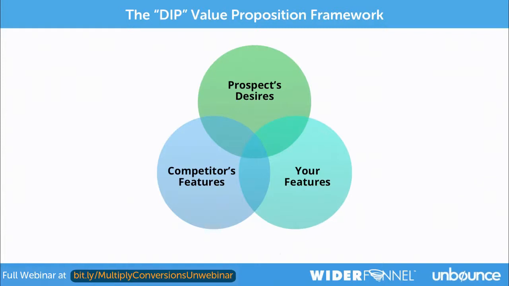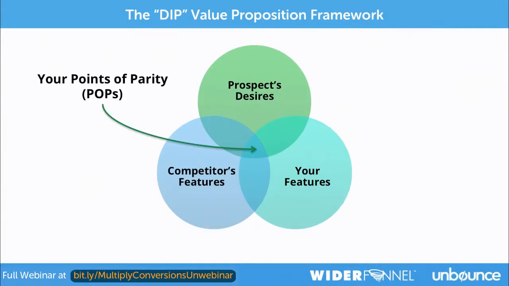A lot of times, people are focusing on this area in the middle, the points of parity. This is the P in the DIP framework. And your points of parity are where the prospect's desires match up with your competitors' features. So your competitors also offer that, and your features offer that as well. So what you're doing is going out there and saying, hey, we have those features too. We're meeting your needs. We're doing what you want, and yeah, our competitors are too, but so are we. And that's where a lot of marketers are focused.